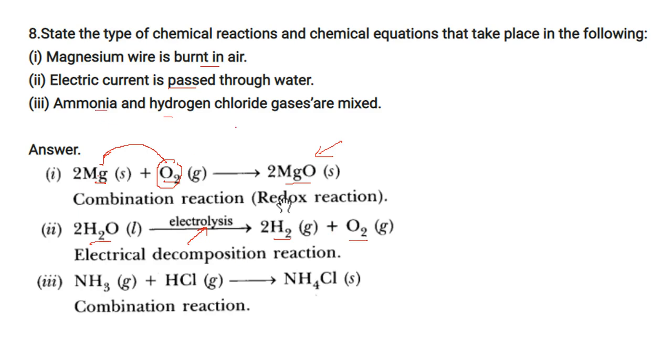Ammonia and hydrogen chloride gases are mixed. So NH3, which is ammonia, combined with HCl, hydrochloric acid, and this forms NH4Cl. So two things make a new single thing. This is called the combination reaction.